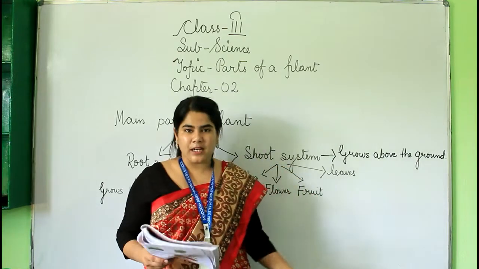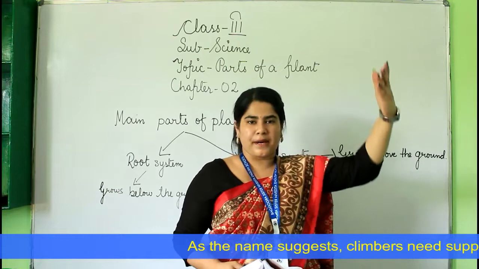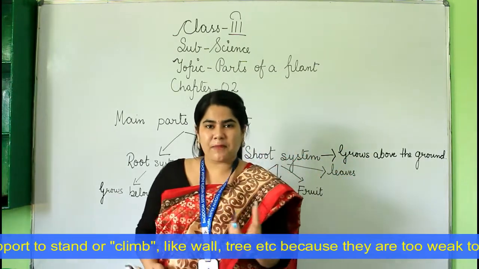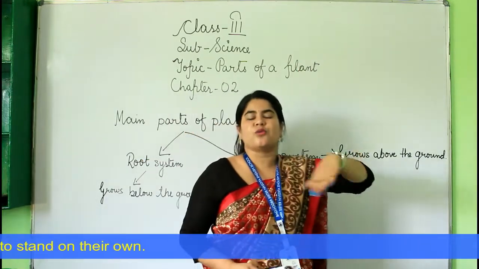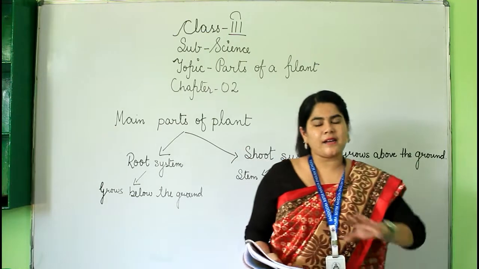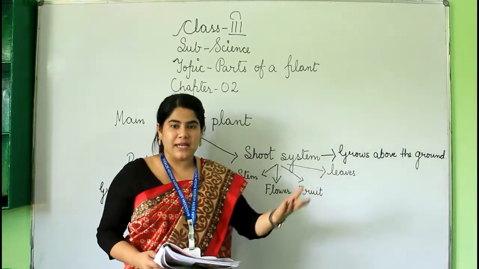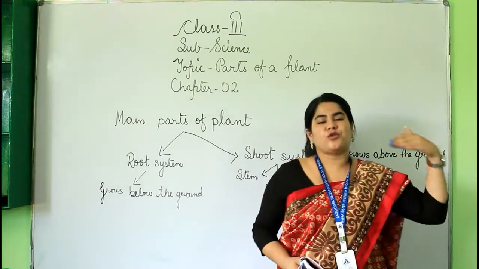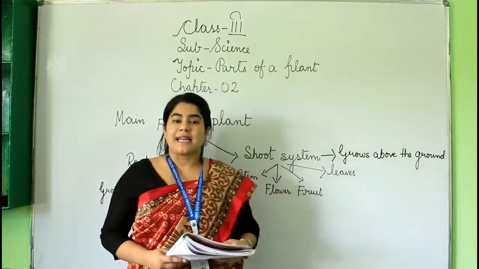Climbers are plants with weak stems that need support to grow upright. Have you seen a money plant or grapevine? It needs support. It takes the support of the wall to grow upright. It cannot grow without support. Just like a money plant, when we plant it, it takes the help of the wall to grow upright. Those plants are called climbers.